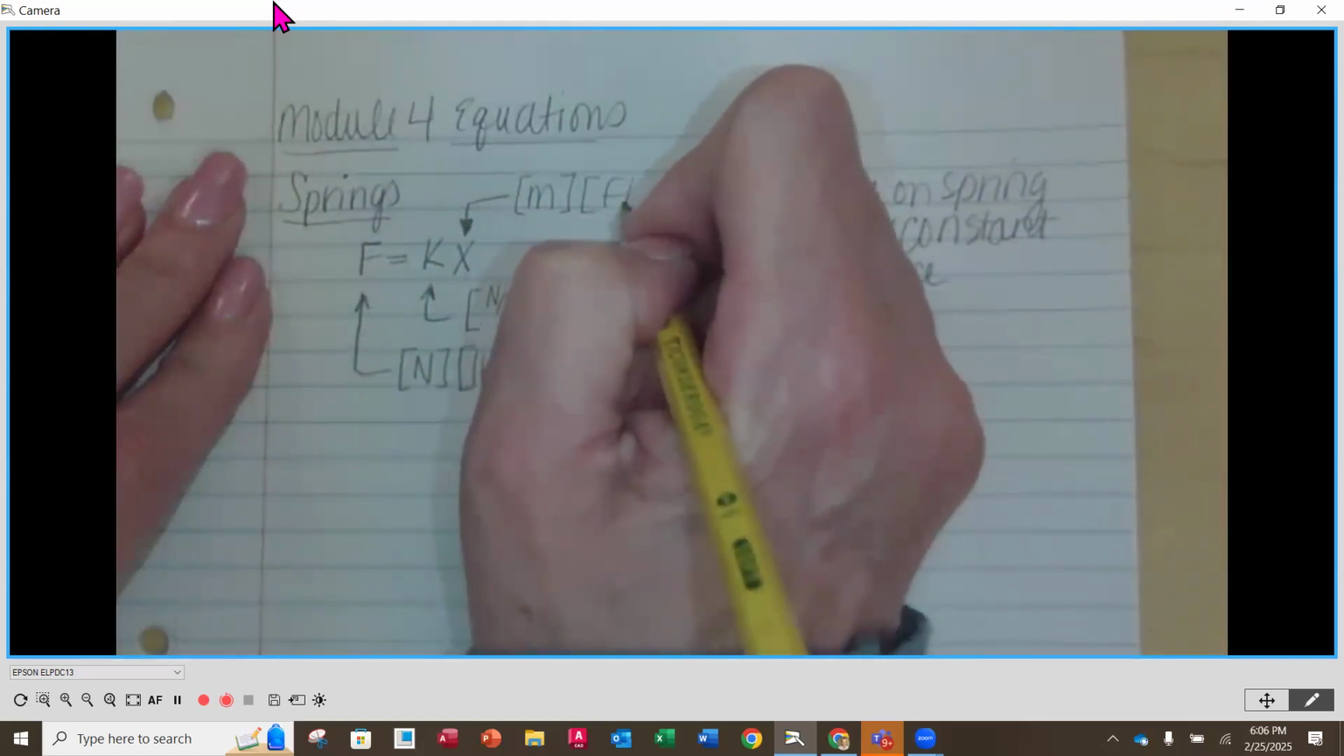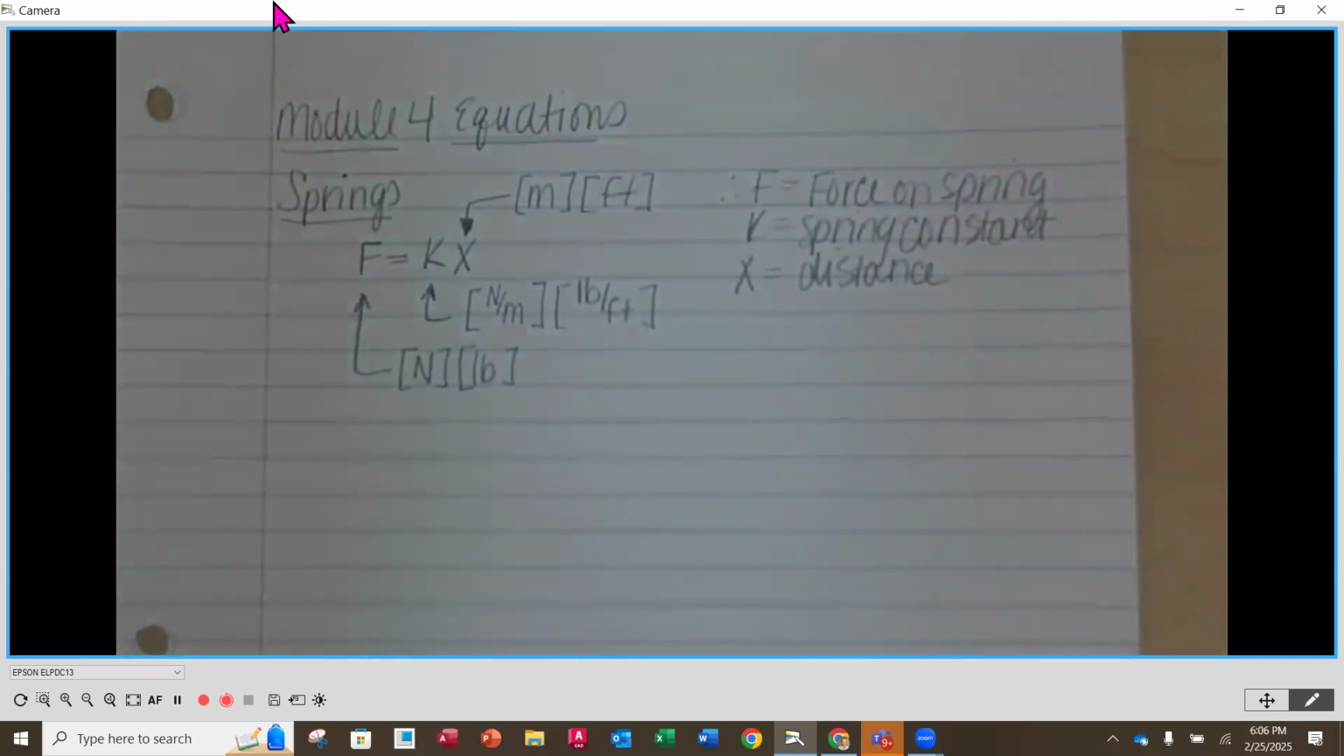X is going to be simply a distance, so it's going to be meters or feet. So that's our spring constant. When you're given a spring constant, it's going to be something like 20 newtons per meter. And all that really means for that spring is how much force it takes per unit of movement.